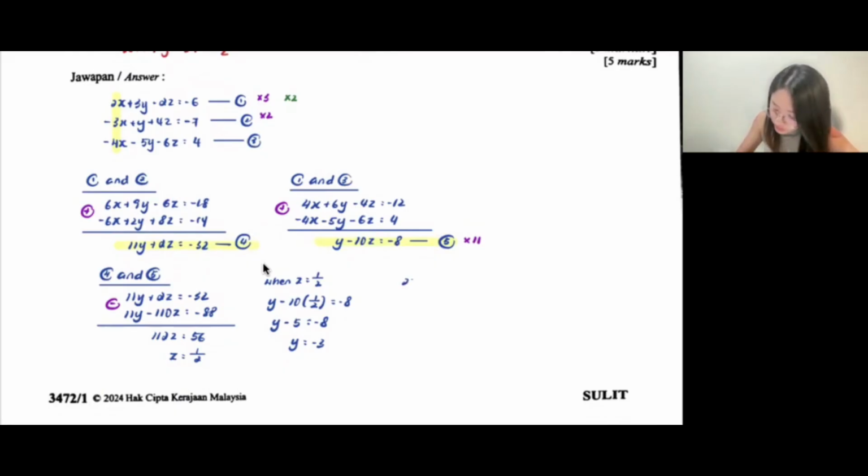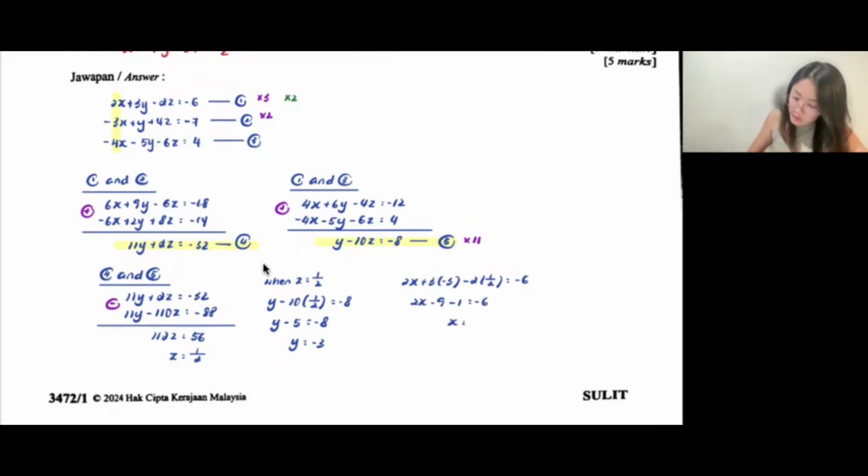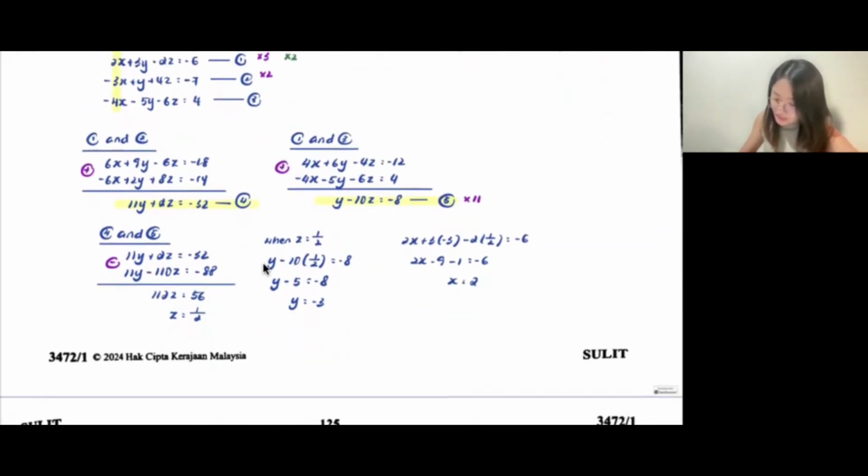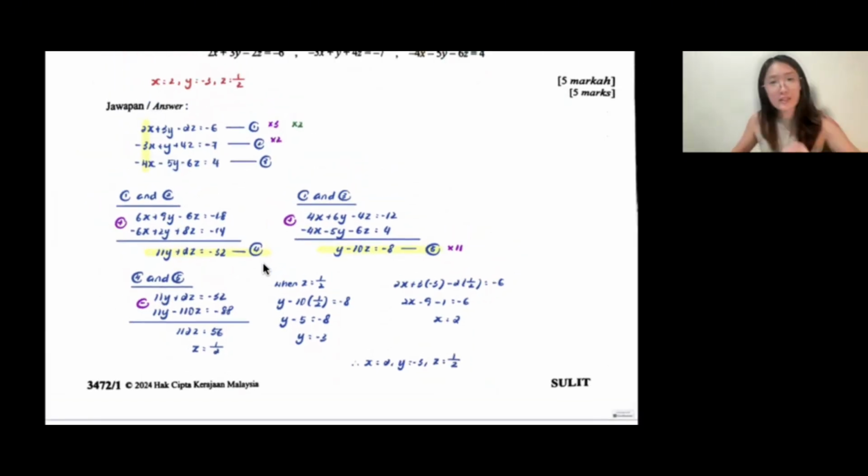I'll take number 1. So 2x plus 3y minus 2z equals negative 6. So 2x minus 9 minus 1 equals negative 6. So negative 6 plus 10, divided by 2. x is 2. Same with what you get from your calculator. Then over here, if you feel like your solution is very messy, write a conclusion. x equals 2, y equals negative 3, z equals 1 over 2. All right, so that's it. 5 marks, super easy. You can use substitution to try it out. You should get the same answer.